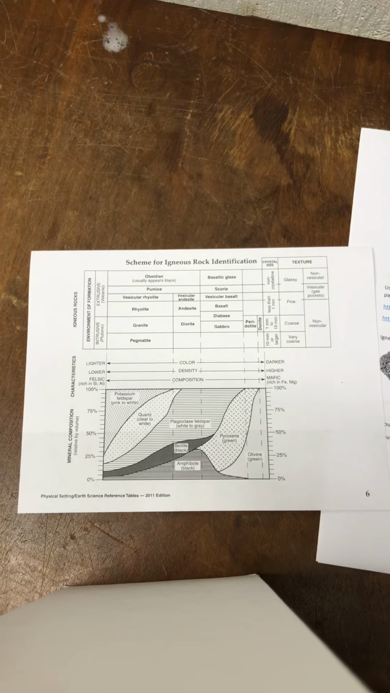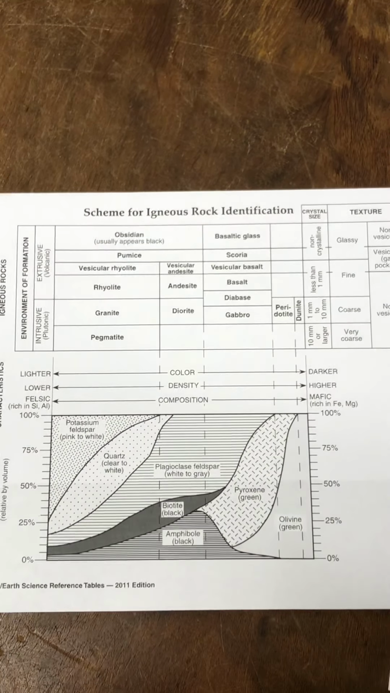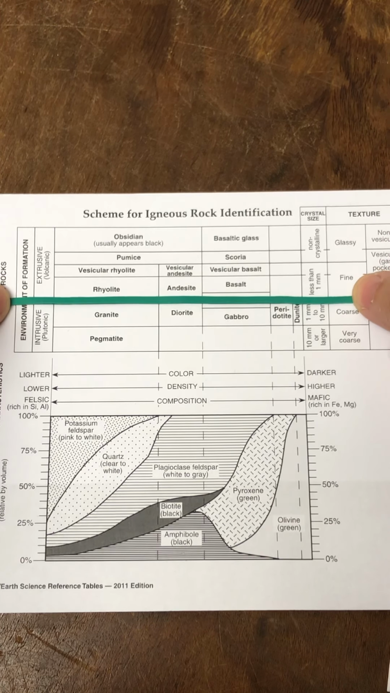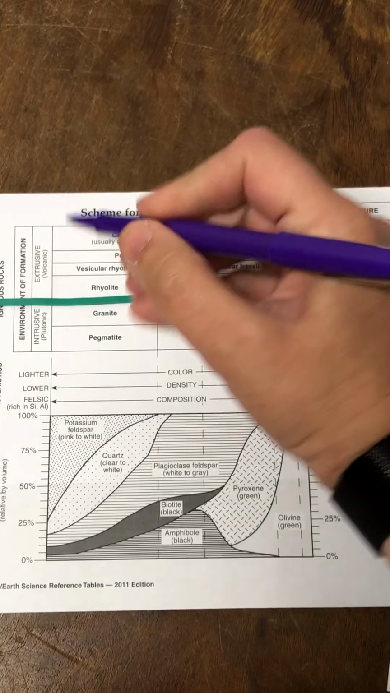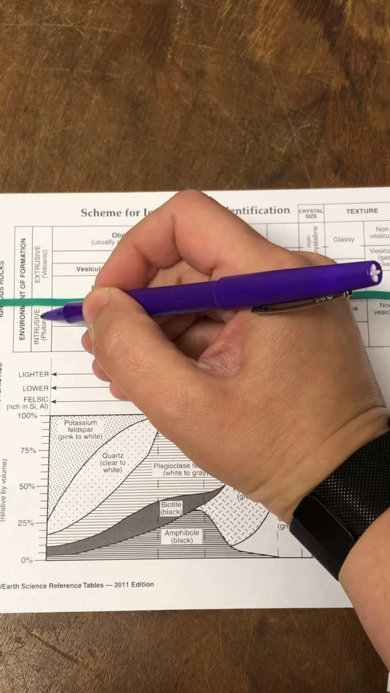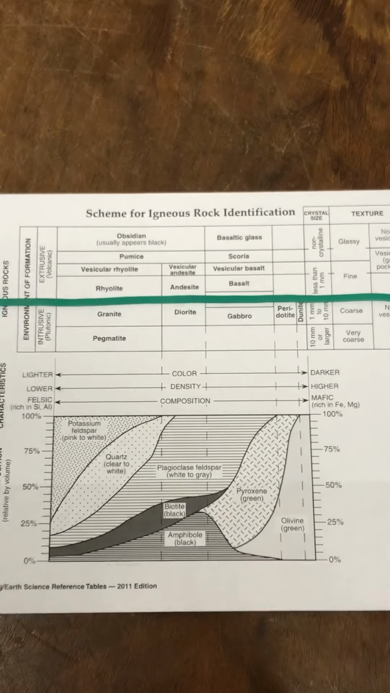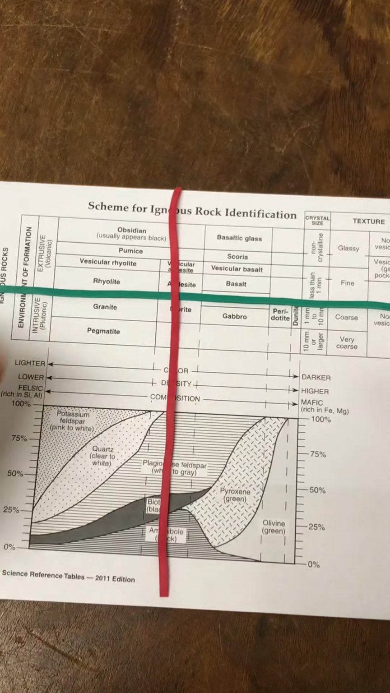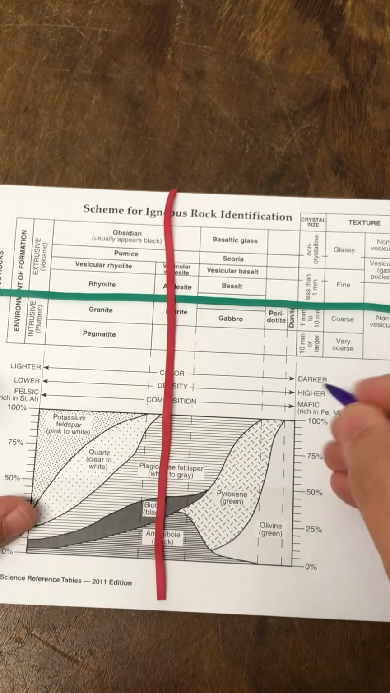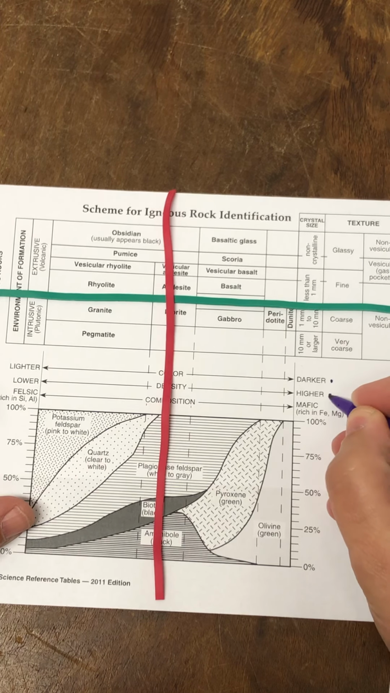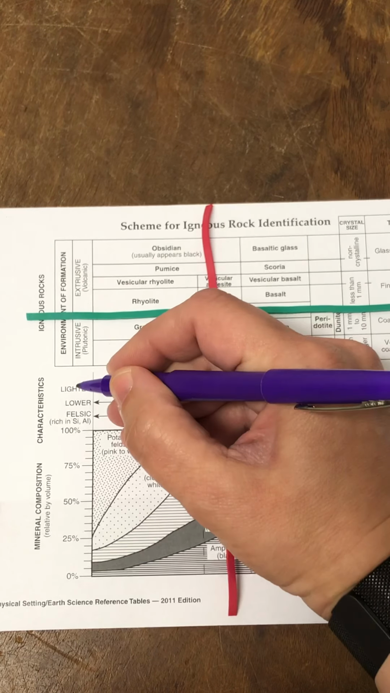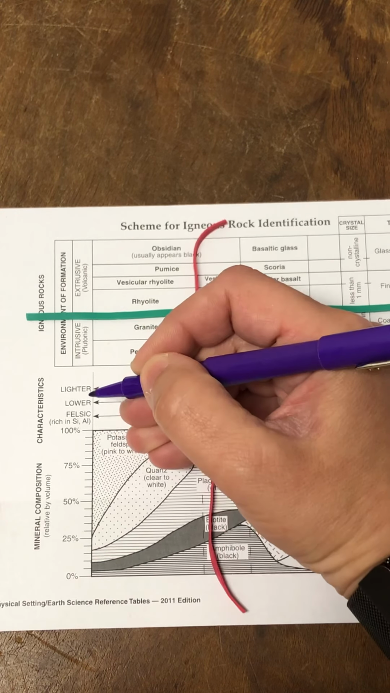Now, when we look at the igneous rock chart, it's split into a few different ways. One way is to split the rocks like this. Okay, and when I split them like this, I come up with extrusive rocks and intrusive rocks. I can also split this chart this way. Okay, and when I do it this way, everything to the right has a darker color, higher density, and is more mafic. Everything to the left is lighter in color, lower density, and more felsic.